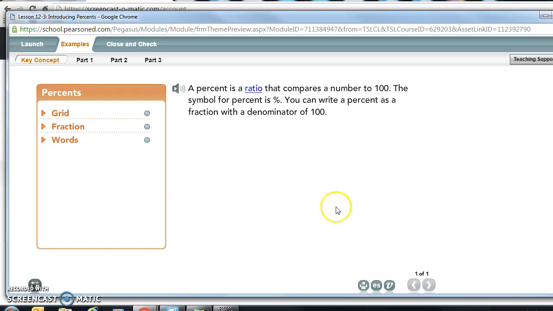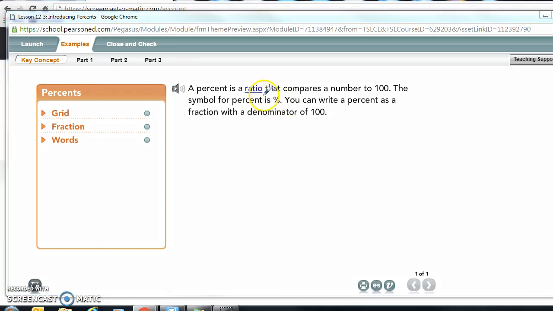Today we're going to be doing 12.3, which is introducing percents. A percent is a ratio that compares a number to 100. The symbol for percent is the percent sign. You can write a percent as a fraction with a denominator of 100.